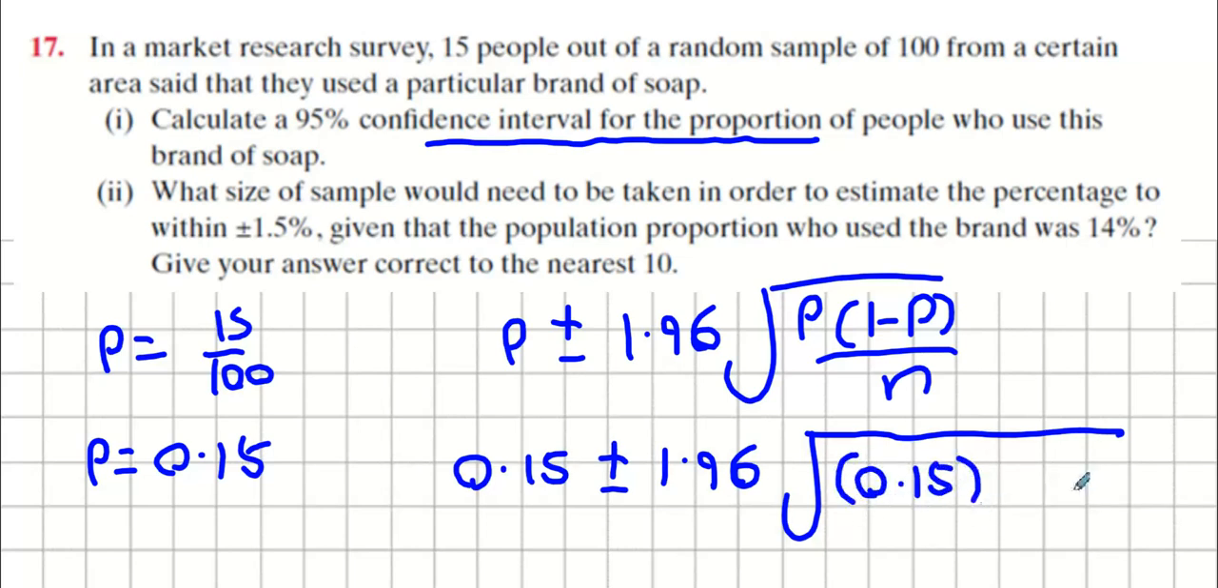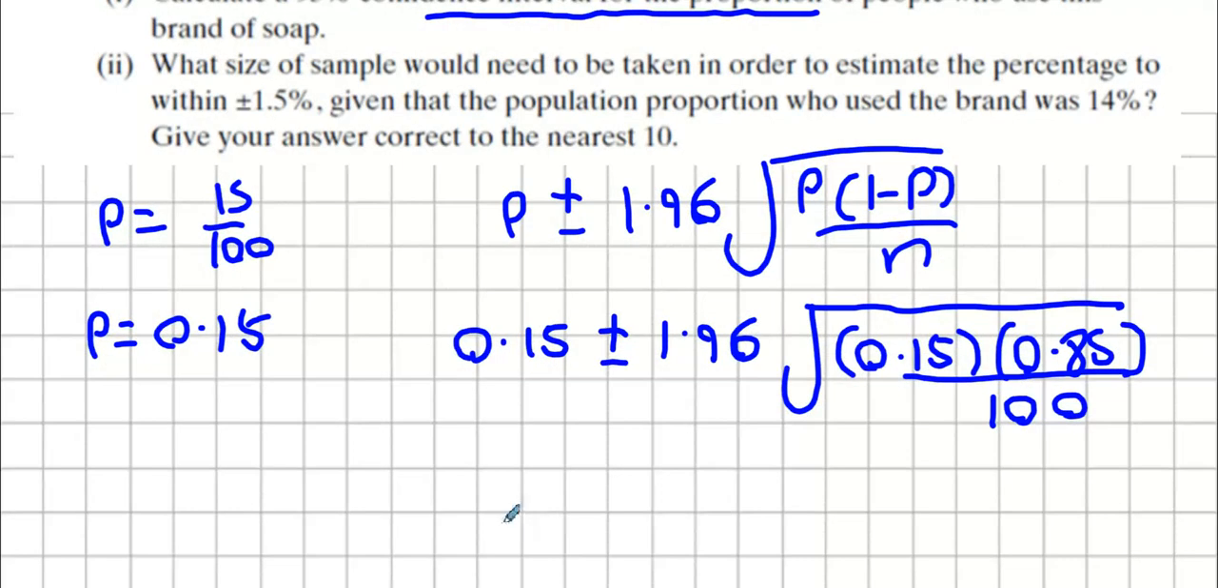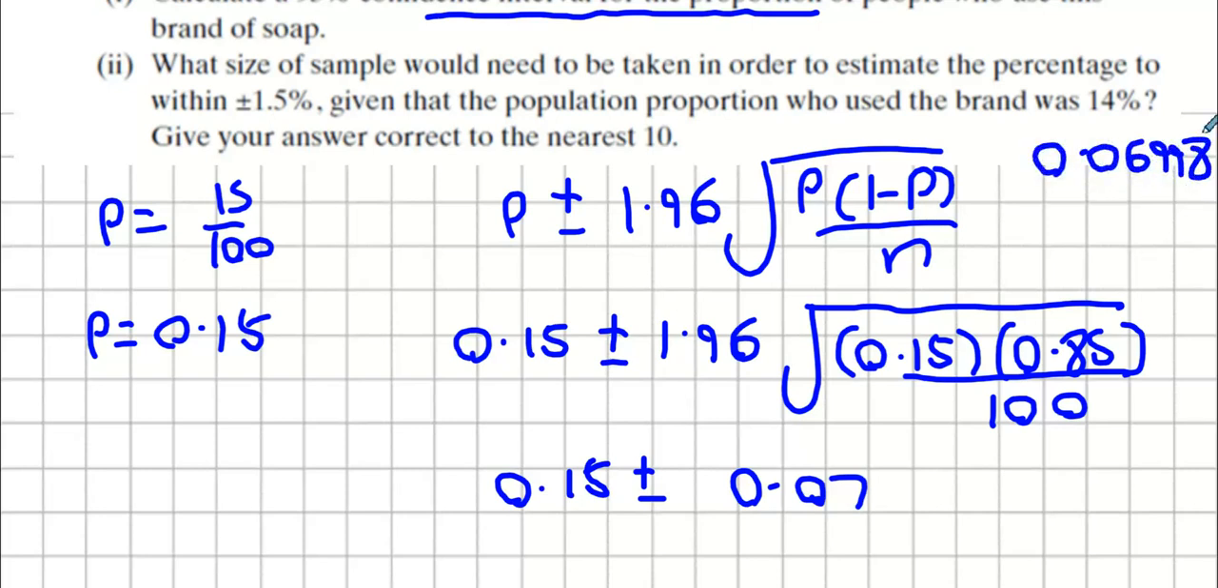And then what we have here is 0.15 times 0.85, and all underneath it's 100, isn't it? So we got 0.15 plus or minus 0.0, I nearly said 0.07. It's like 0.06998 or something like that. All right, you guys, take it away and add it on. What do we get? 0.08 and 0.23, or sorry, 0.22.